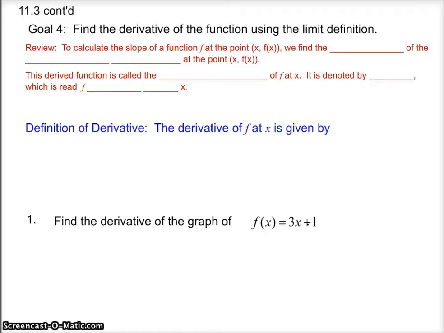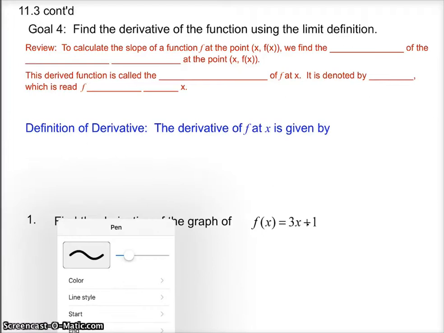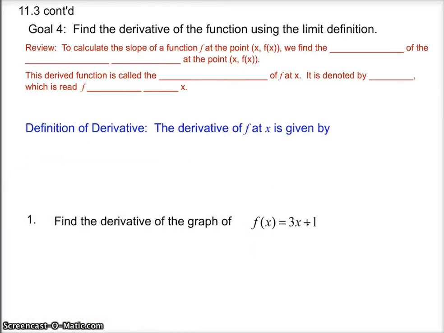We're still in Chapter 11, Section 3, and we're looking at Goal 4. And in your notes, this should have a notation at the top that this is 11.3b. Okay, so we're looking at 11.3b.